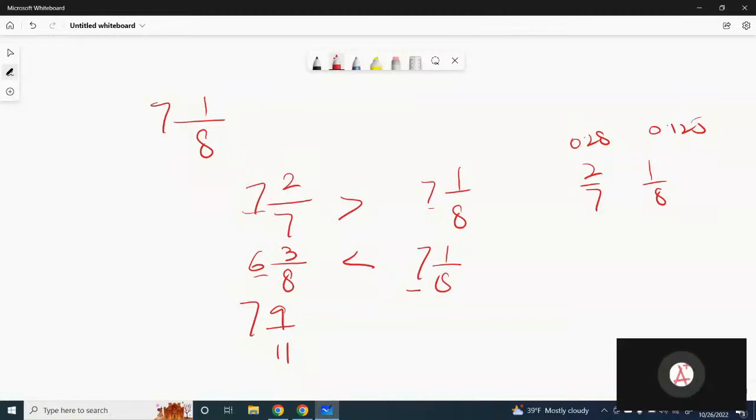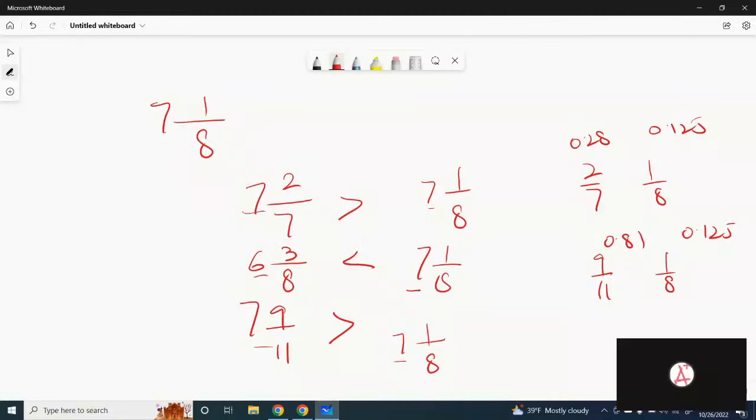Okay, the next one is 7 whole 9 by 11 and 7 whole 1 by 8. Just compare their whole numbers, they are equal. Now let's just compare their fractional parts, 9 by 11 and 1 by 8. 1 by 8 is 0.125. You have to compare 9 by 11. So 9 by 11 is 0.81. So that means 7 whole 9 by 11 is greater than 7 whole 1 by 8.